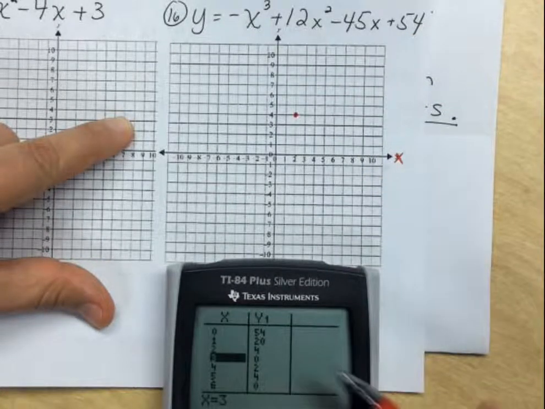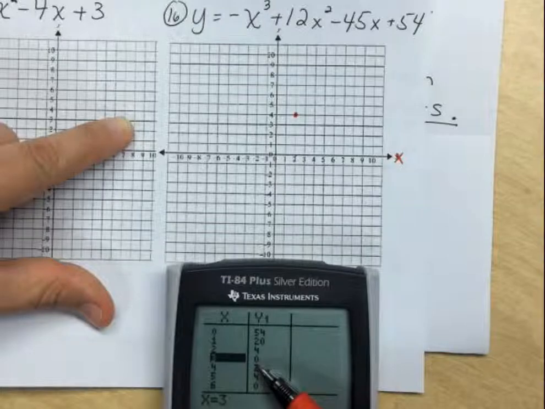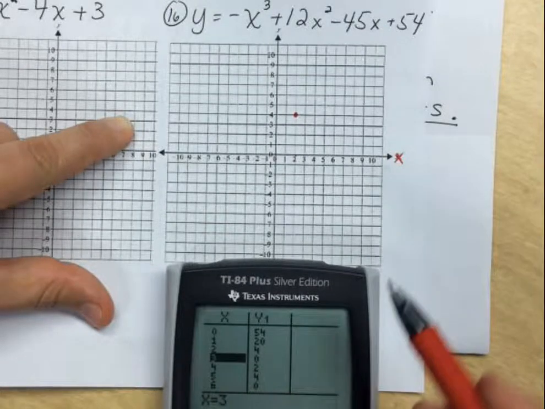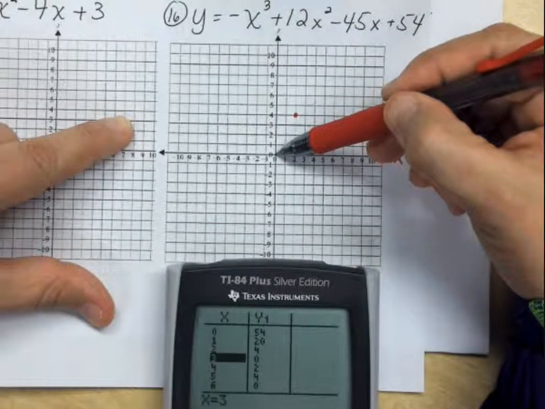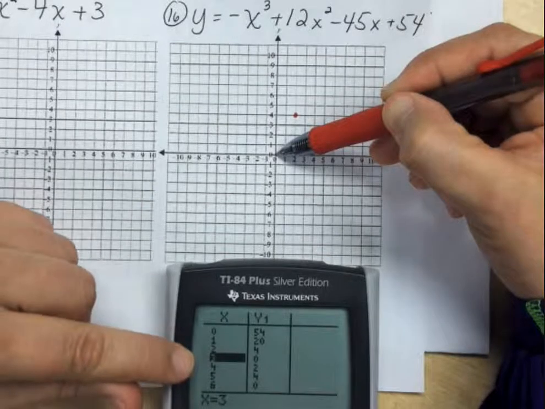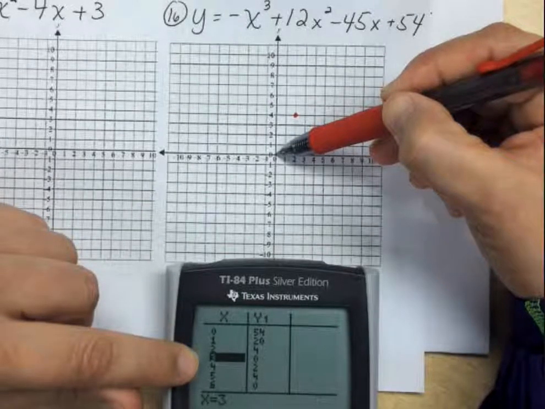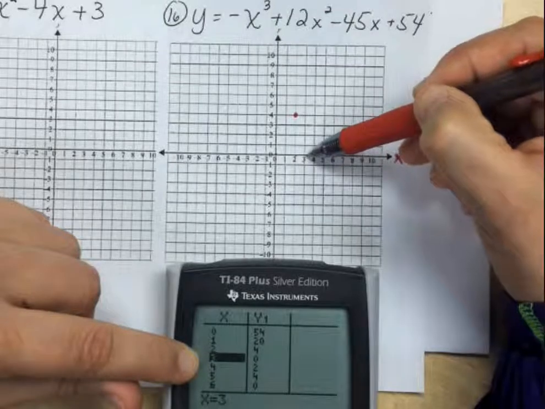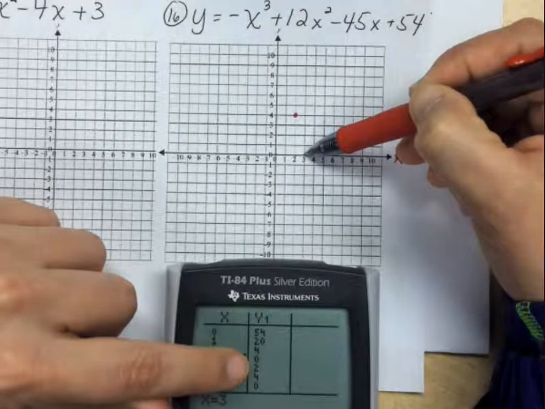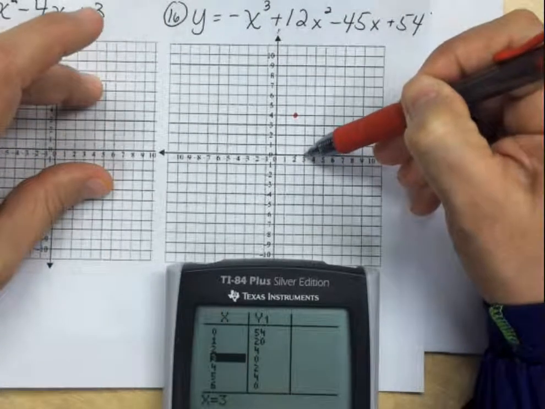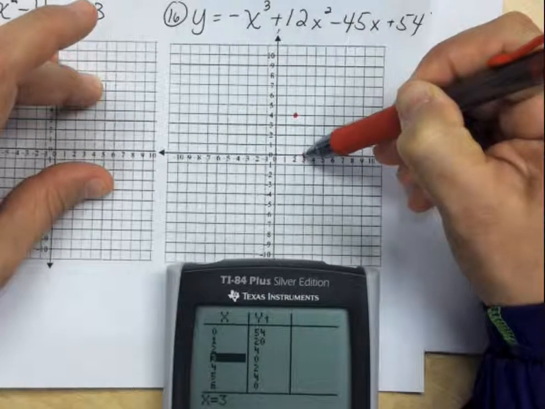Let's look at the next one. 3, 0. Plotting zeros can be tricky. Remember, your pencil doesn't move. So we start here at 0, 0. Our X is 3, so we go to the right. 1, 2, 3. Our Y is 0. We don't pick up our pencil. We plot it right there.